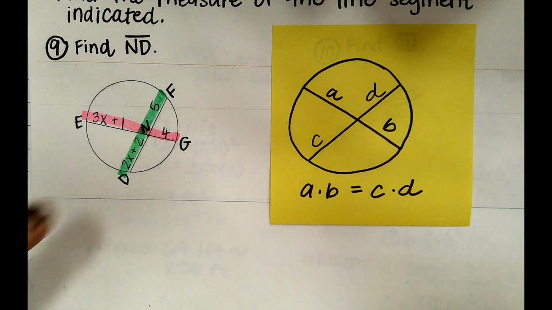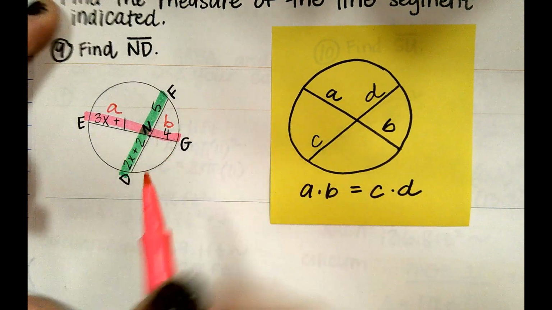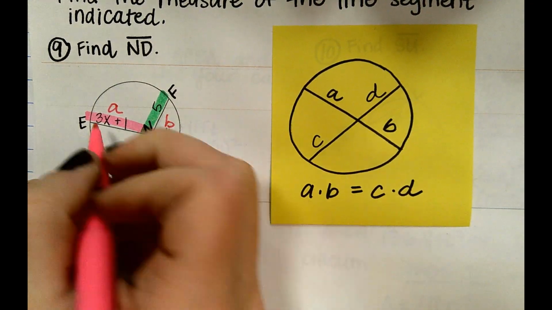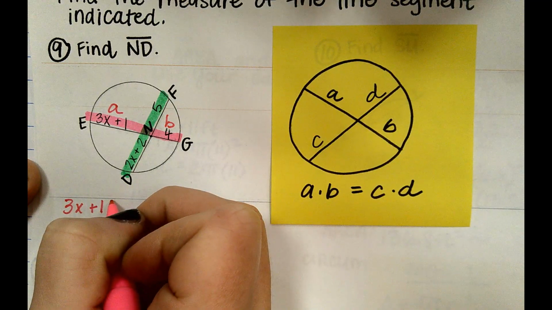3x plus 1 times 4. Yes, yes. Equals 2x plus 2. Good. 3x plus 1 times 4. Hello. Oh my gosh, you're so, I know. Little baby.